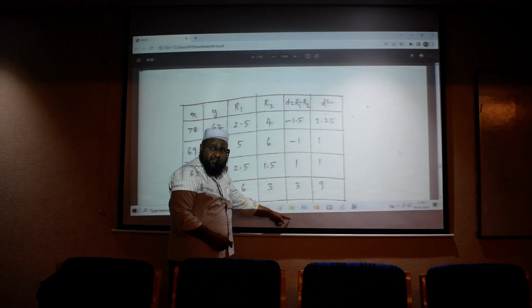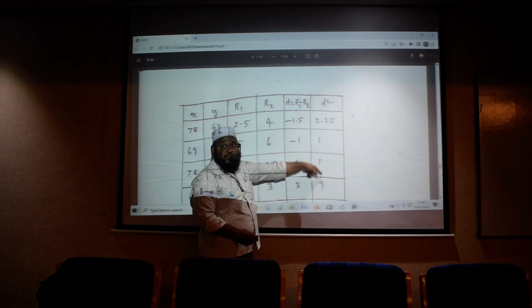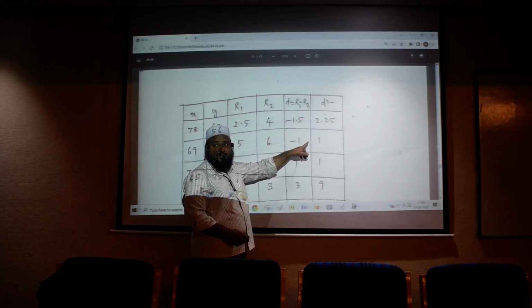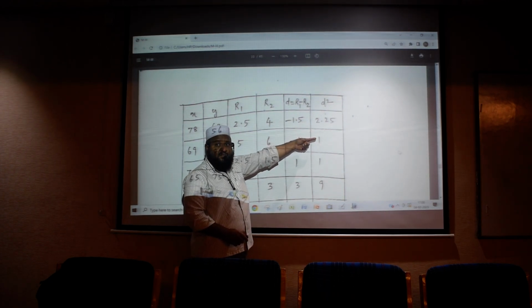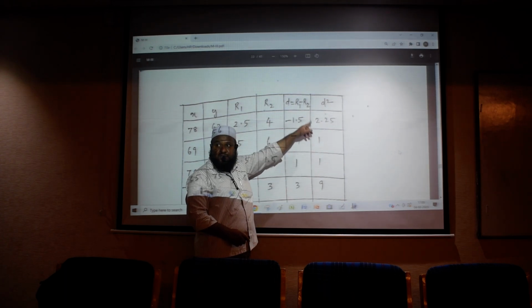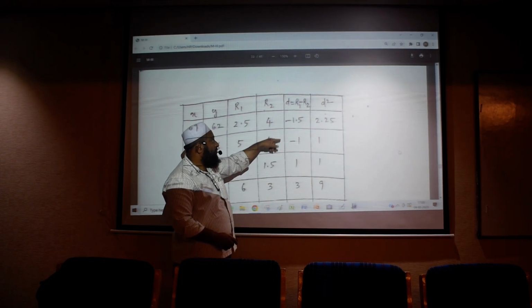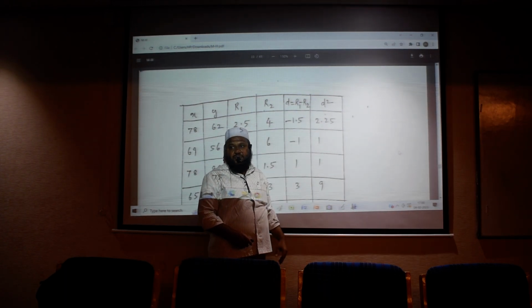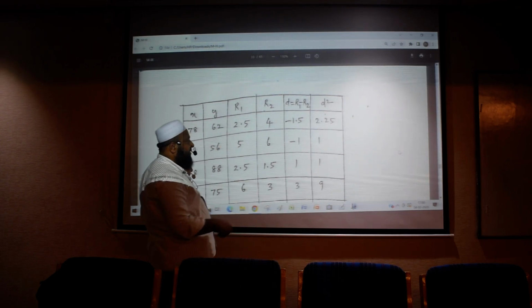So all the remaining differences will come. Then d square. Whatever d is there, square that one. Negative values will also become positive, so no negative number will come here. So 1.5 square is 2.25, the minus goes. Similarly for the rest.